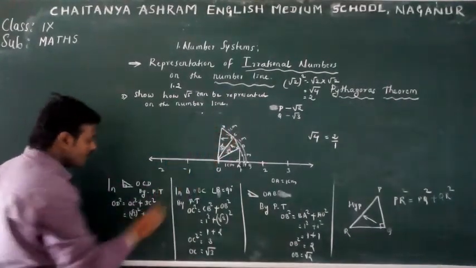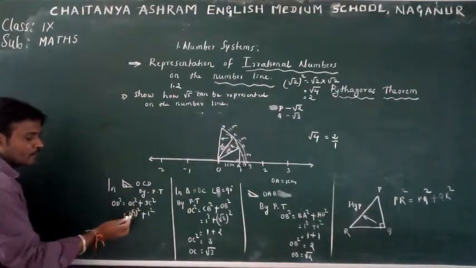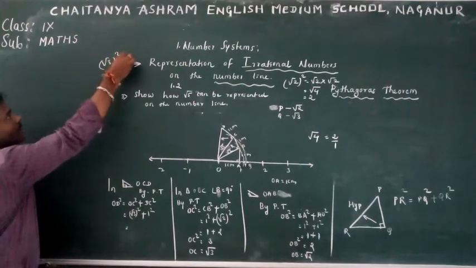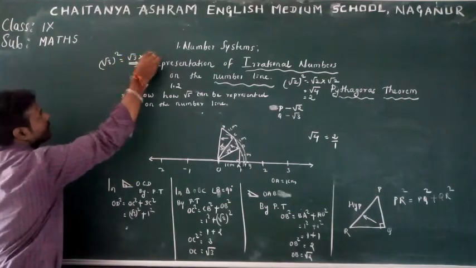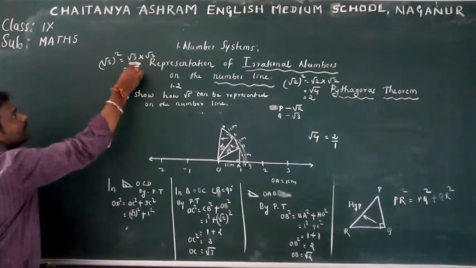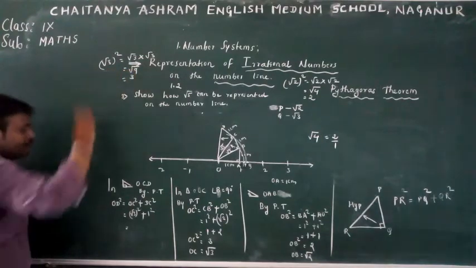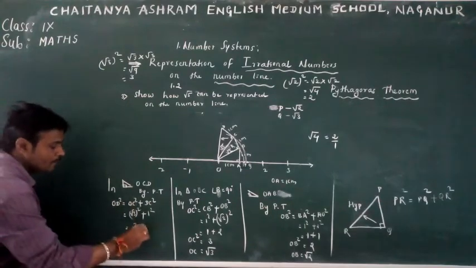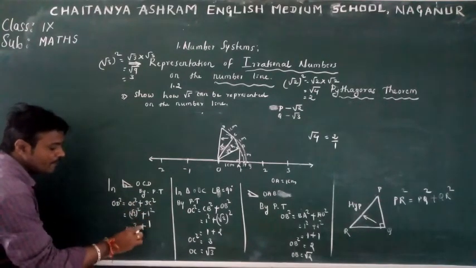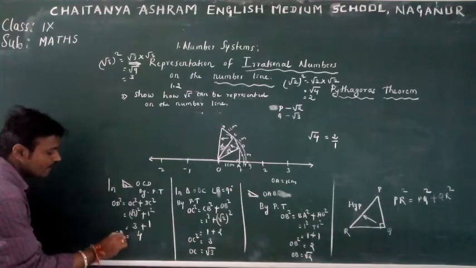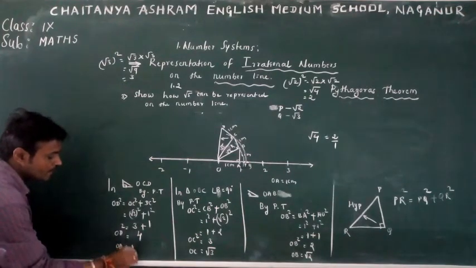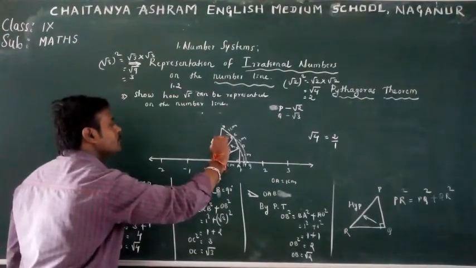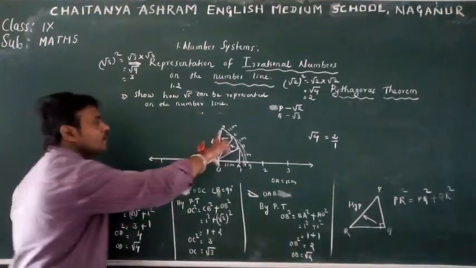DC is 1. Its square. Root 3 square is root 3 into root 3, which is root 9. Square root of 9 is 3. So the value of root 3 squared is 3, plus 1 square is 1. 3 plus 1 is 4. OD square is 4. Then OD is root 4. So the length of OD is root 4.